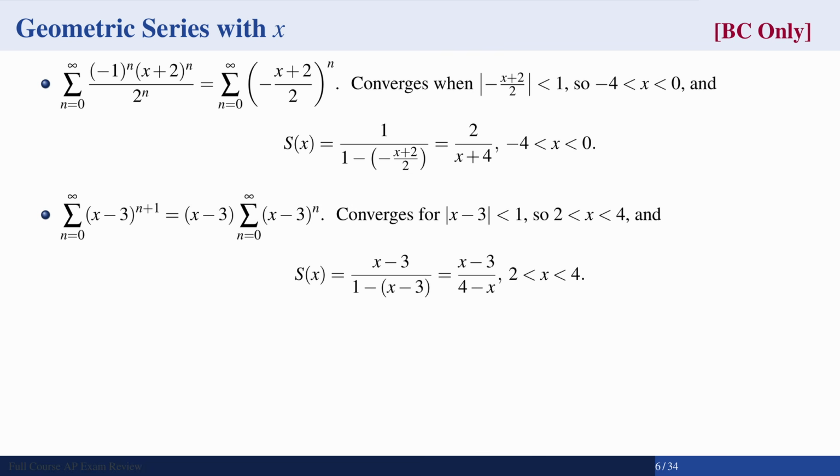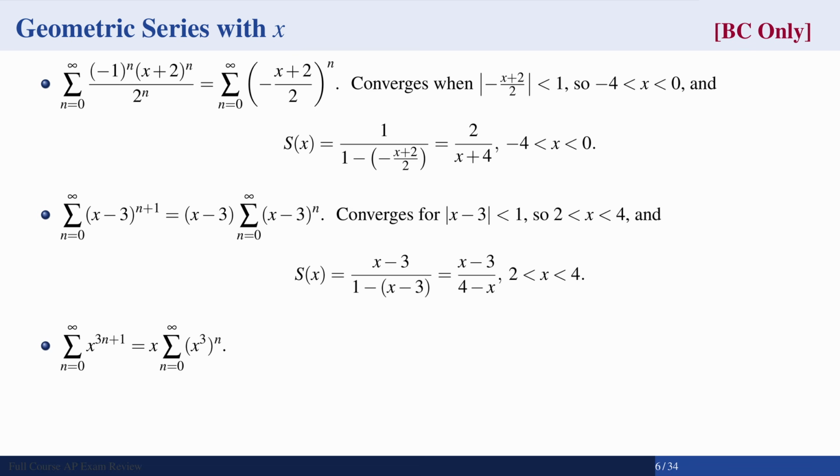So you can see for the second one, because it's the n plus first power and not just the nth power, our first term is actually, when we plug in 0, the quantity x minus 3. So when we go down there and we do our sum, the first thing in the numerator is x minus 3, and then 1 minus the quantity x minus 3, which just cleans up a little bit, and then we state our interval.